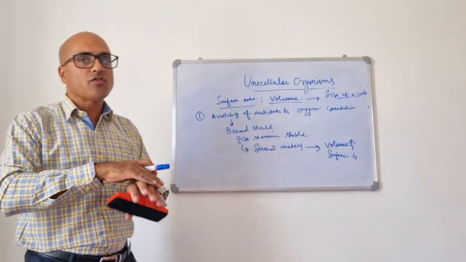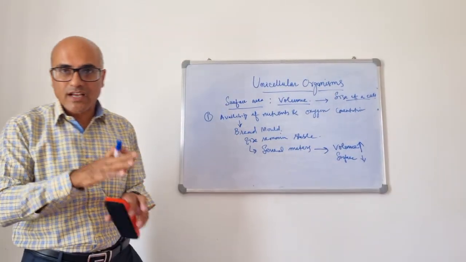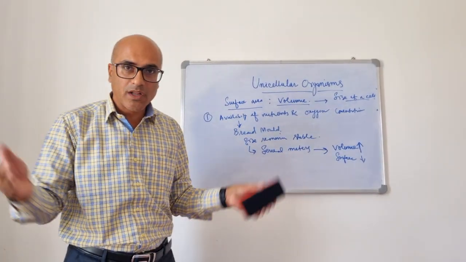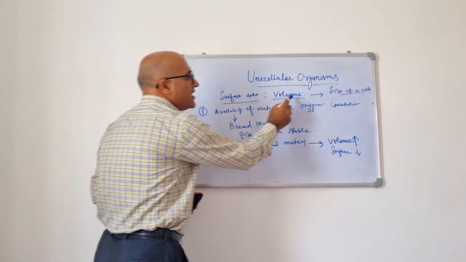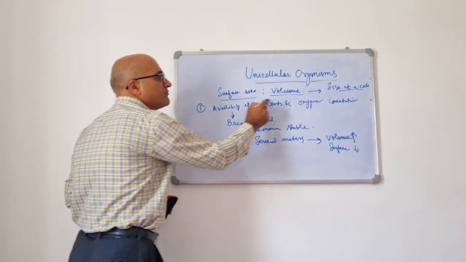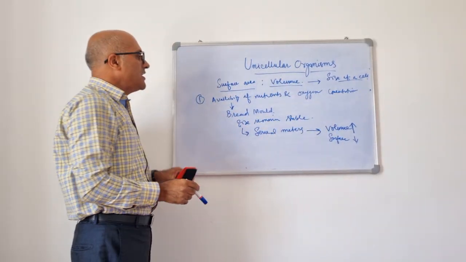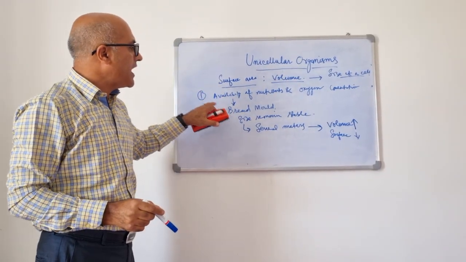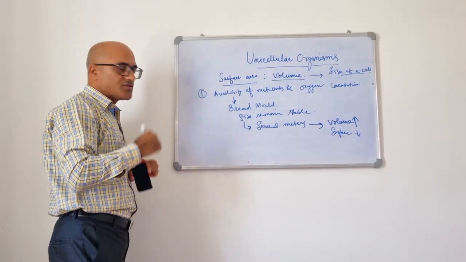So it always tries to digest that food, whatever the reason is, because of which its size and volume has increased. It tries to digest that as quickly as possible and comes back to its normal size in order to remain sustained. So the surface area and volume ratio, which in turn you can say affects the size of the cell, is affected by two factors. Number one factor is availability of nutrients and oxygen concentration.